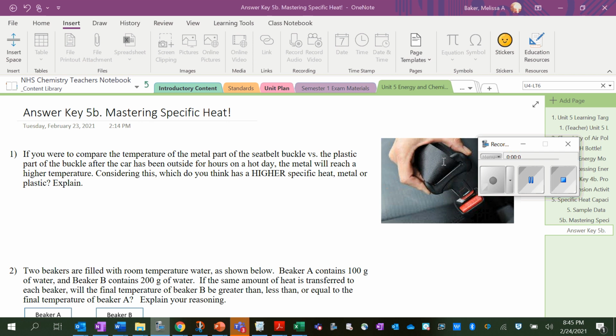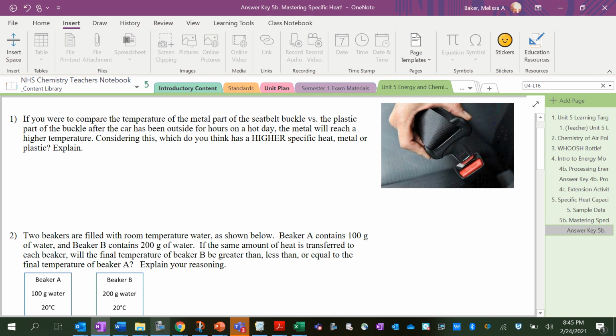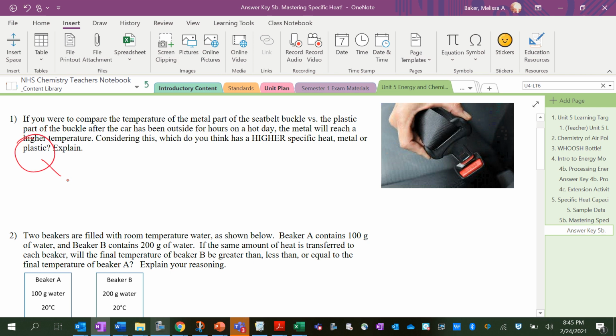All right, let's talk through the mastering specific heat. If we were to compare the temperature of the metal part of a seatbelt buckle versus the plastic part of the buckle after the car had been outside for hours on a hot day, the metal will reach a higher temperature. So, which do you think has a higher specific heat, the metal or the plastic? The answer would be the plastic.